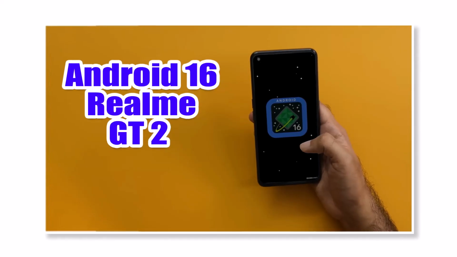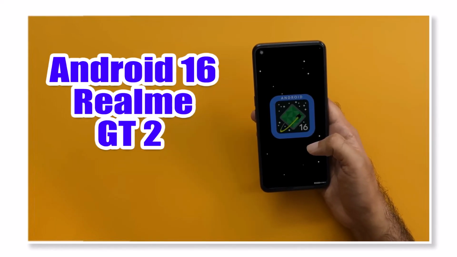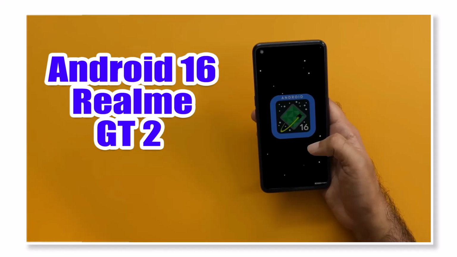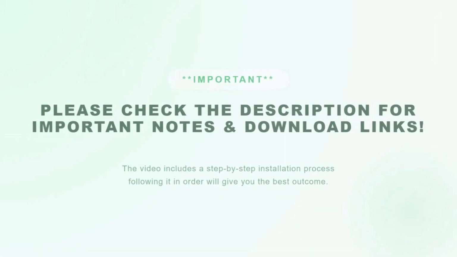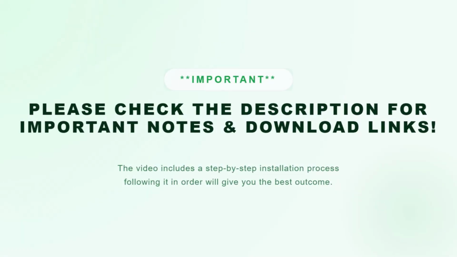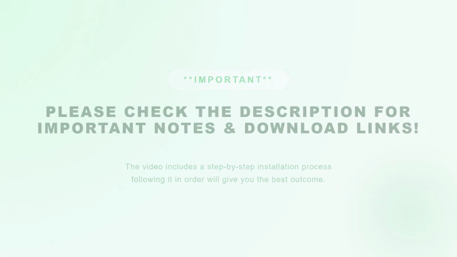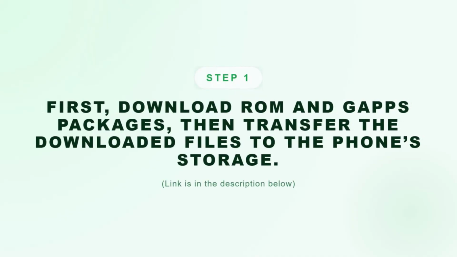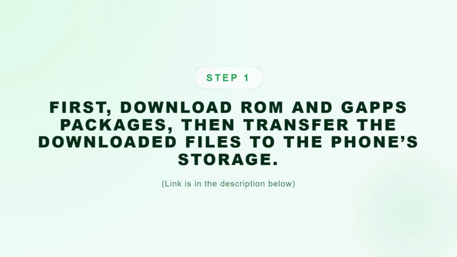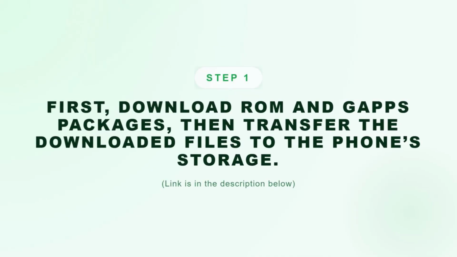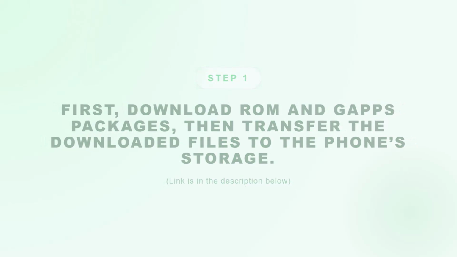Install Android 16 on Realme GT2 via AOSP ROM. Please check the description for important notes and download links. First, download ROM and GApps packages, then transfer the downloaded files to the phone's storage.